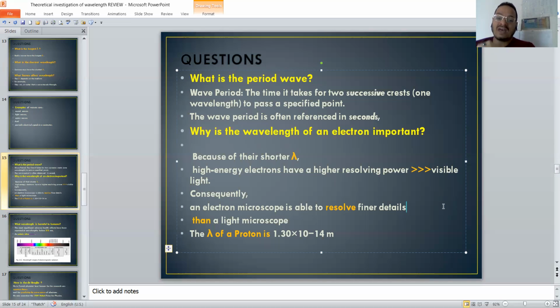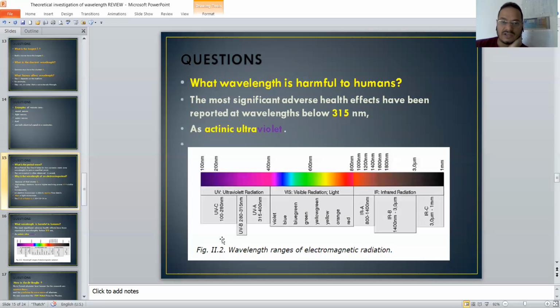Let me repeat all of that. An electron microscope is able to resolve finer details than a light microscope. That means that we're very interested in the wavelength of the electron more than that of light. And the wavelength of a proton is 1.3 times 10 to the minus 14, and the wavelength of a proton is smaller than the lambda of an electron.